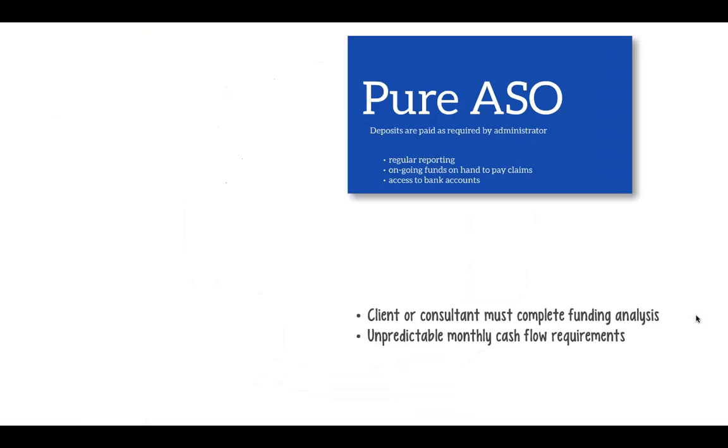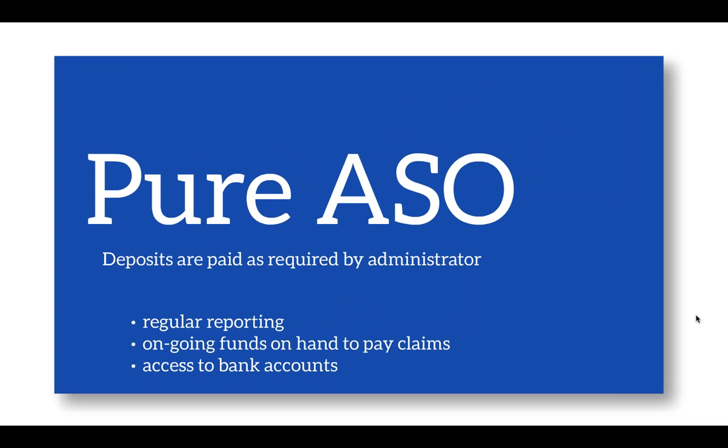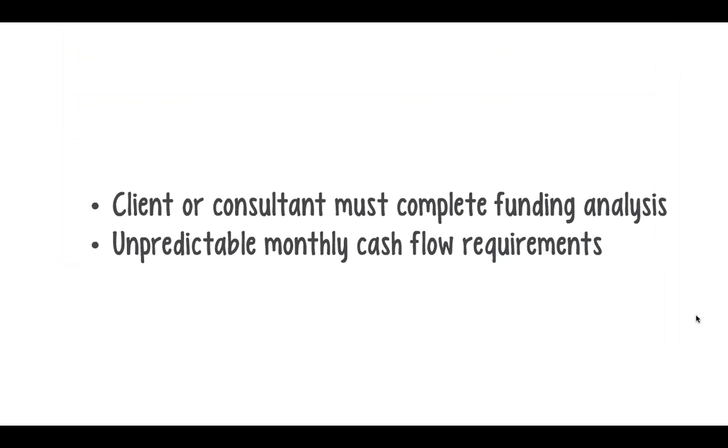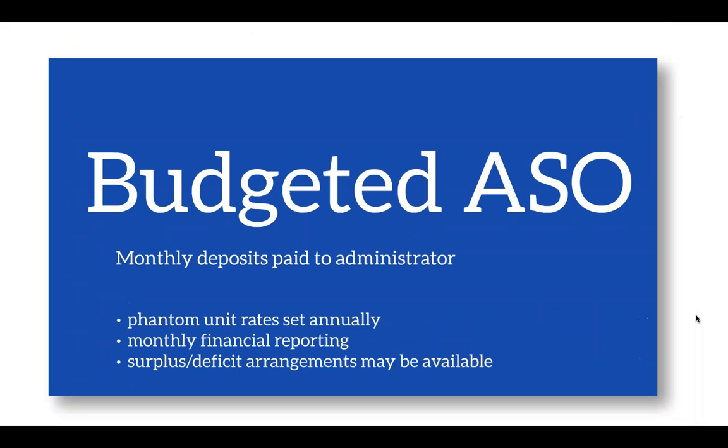So when does the plan sponsor pay? In a pure ASO type of arrangement, deposits are made as required by the administrator. There's regular reporting that goes on. There's ongoing funds on hand to pay claims, and often the administrator or the service provider will have access to a bank account that a client owns so they can withdraw money as they need it. That's more or less a pure ASO type of plan. The client or consultant must complete a funding analysis, and it's really unpredictable monthly cash flow requirements because the client's just making a deposit and saying, we want to have enough money there to fund the claims. If there isn't enough money there to fund the claims, stop. And that's really a pure ASO type of arrangement.